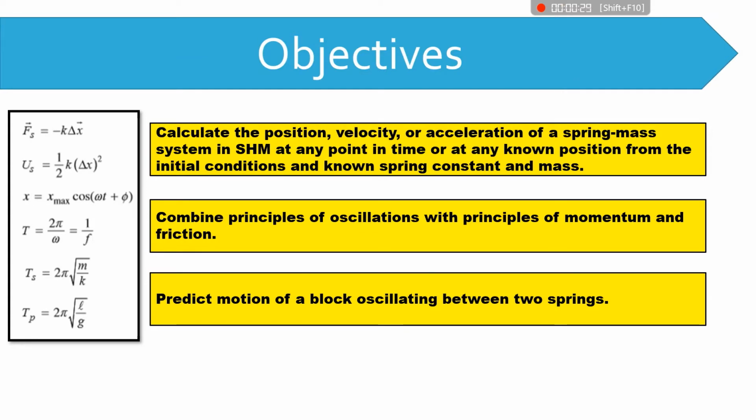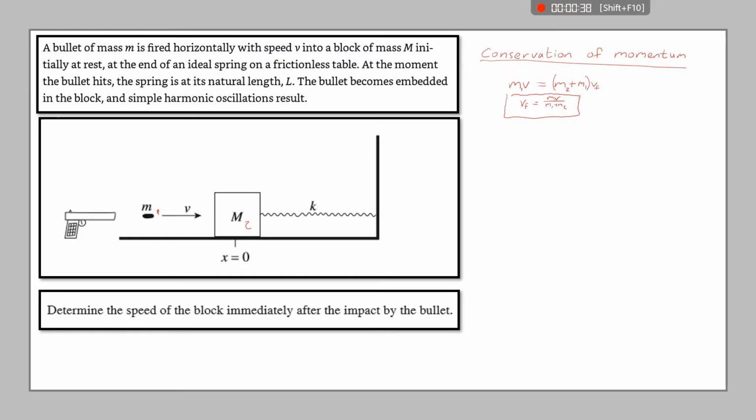We've got all of our spring-based equations from our formula sheet over on the left. Okay, starting out with this one that I had you skip from last time. So we are firing a bullet horizontally into a block of mass m, which is initially at rest but at the end of an ideal spring on a frictionless table. The moment the bullet hits, the spring is at its length L. The bullet becomes embedded in the block, and simple harmonic motion results.